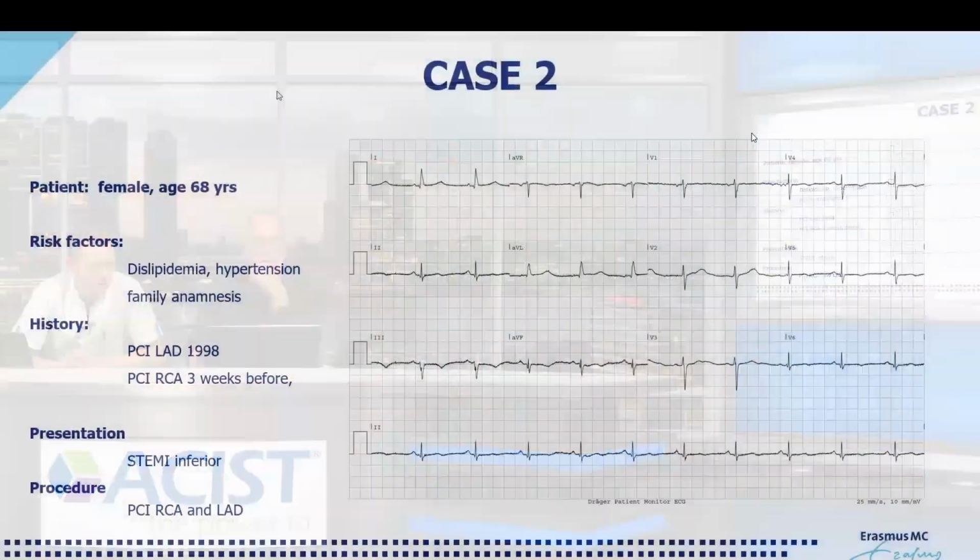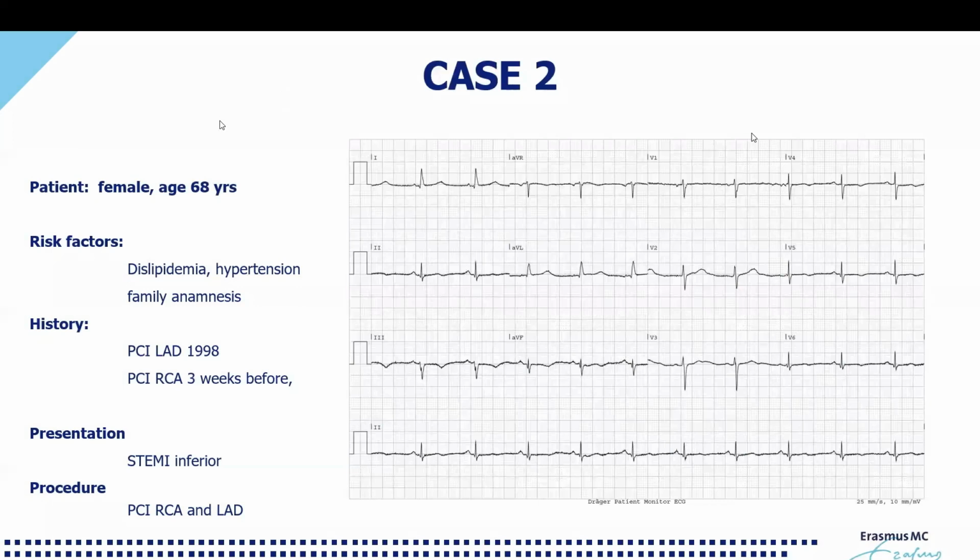Yeah, case 2 is another nice case. Case 2 is about a patient with an inferior STEMI, 68 years of age, dyslipidemia, hypertension, family history of cardiovascular disease, had a PCI some time ago, and then he presents in a referring site with an inferior MI and gets a primary PCI.